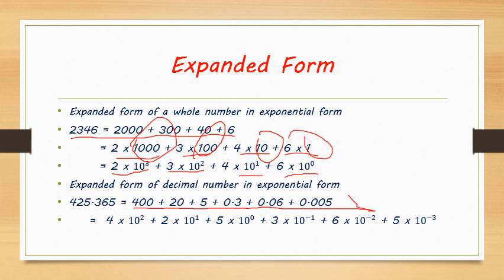Now 0.3 is written as 1 upon 10. So 1 upon 10 means minus 1. Now we have to move the minus sign. Okay? So 3 into 10 to the minus 1, 6 into 10 to the minus 2, 5 into 10 to the minus 3. So this is the way how we can write a decimal number in expanded form. So this is also one of the uses of exponential notation.